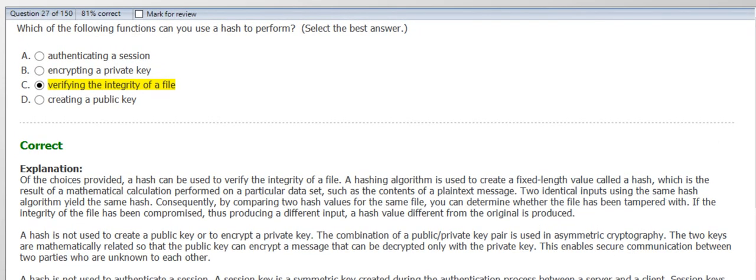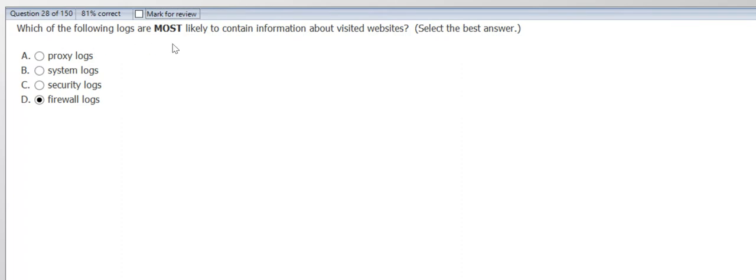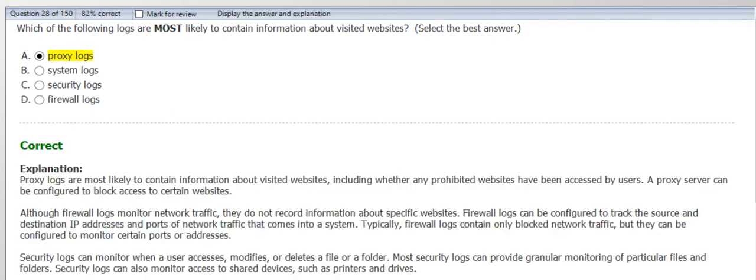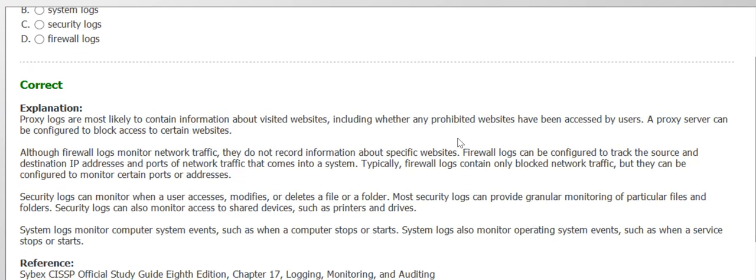Let's move to the next question. Which of the following logs are most likely to contain information about visited websites? We have to read the question twice. Which of the following logs are most likely to contain information about visited websites? Is it proxy logs, system logs, security logs, or firewall logs? So as we all know, visited websites, we will select option A. Let's see the answer. Yes, proxy logs are most likely to contain information about the visited websites.